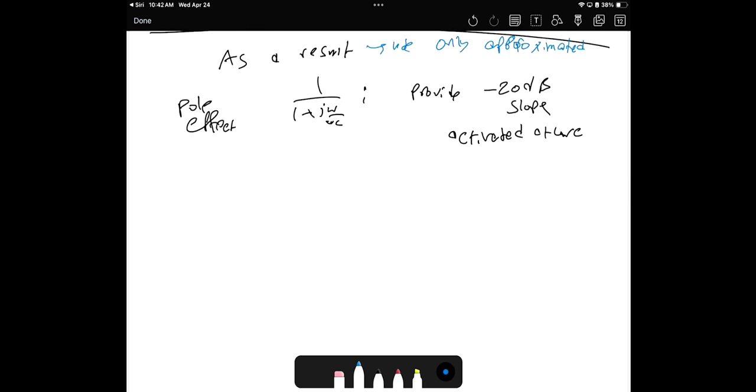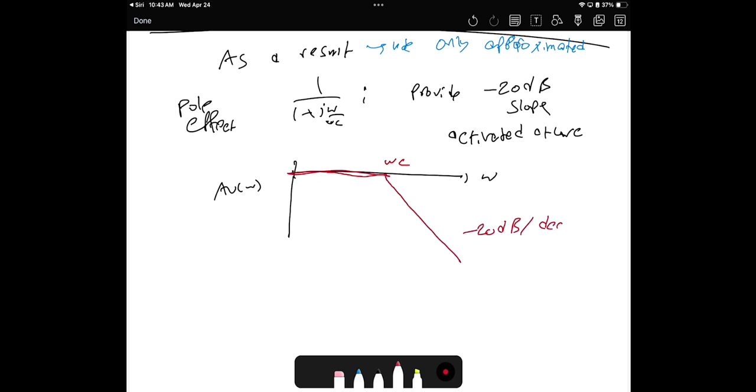So here's our plot. Here is omega. At omega c, what will happen? Everything before omega c will be 0. At omega c, it will be negative 20 with this slope.